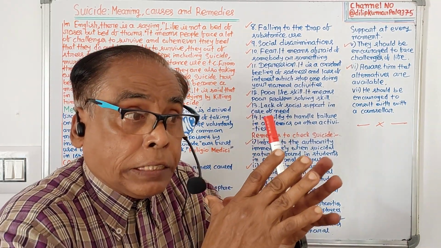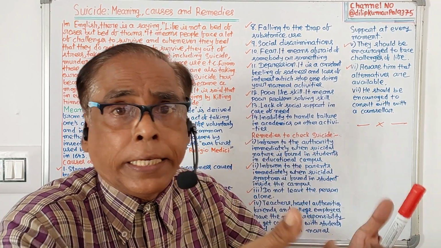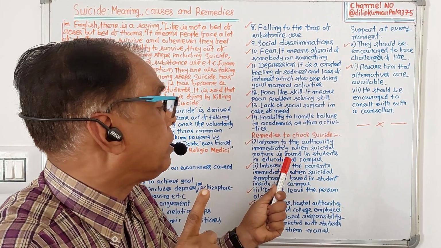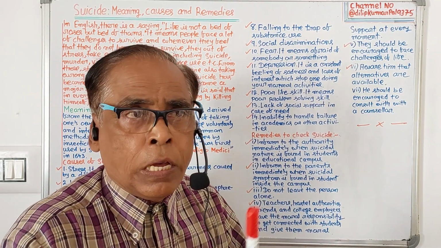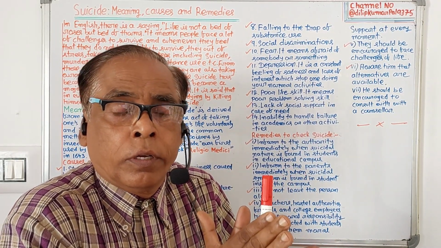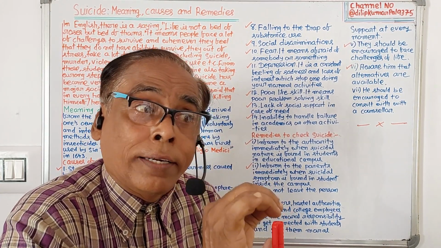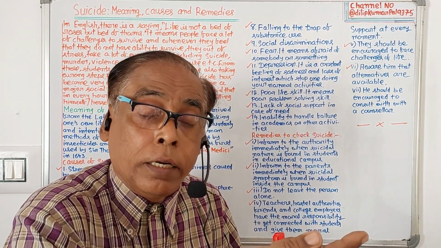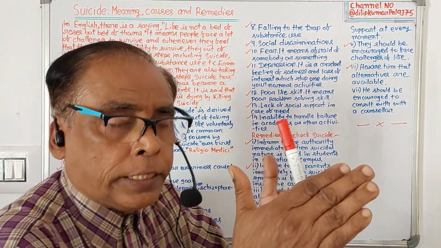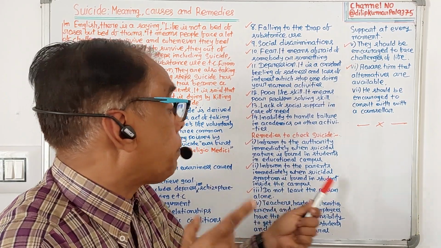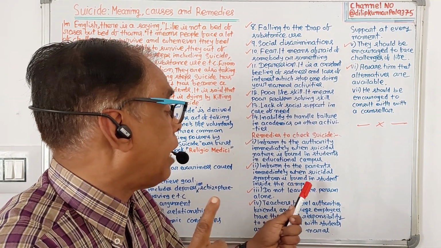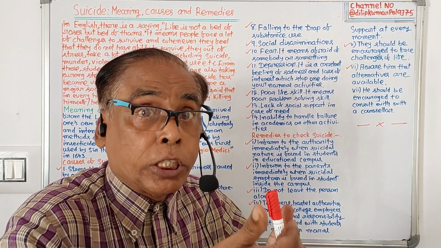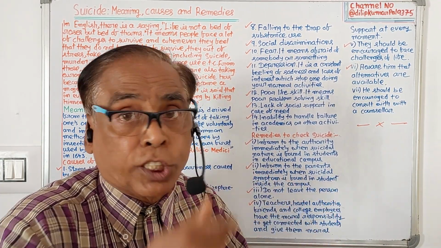Now let us discuss remedies to check suicide. How suicide can be checked. Number 1, inform the authority immediately when suicidal nature is found in students on the educational campus. Whenever suicidal intention is noticed in any student, the authorities of the educational institution must be informed immediately. So suicide can be checked. Number 2, inform the parents immediately when a suicidal symptom is found in a student inside the campus. Whenever a suicidal symptom is found in any student within the educational campus, his parents must be informed immediately.